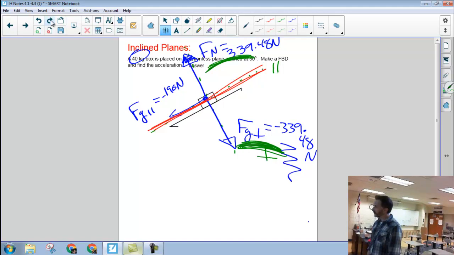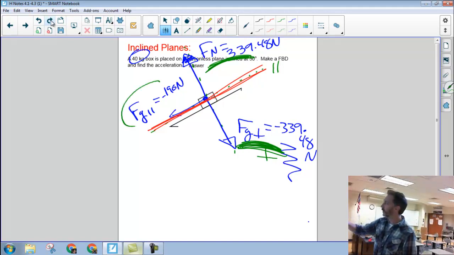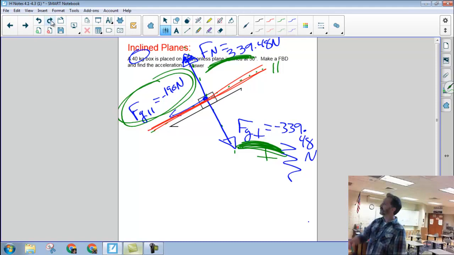All right, and then you've got this other mysterious parallel component of gravity, which is always pulling the block down the ramp, okay? Now, in a minute, we're going to deal with friction. Remember, friction resists motion, not force, okay? With these inclined plane problems, we're always going to have a force pulling down the ramp, right? This parallel component of gravity. But you won't always have motion down the ramp. Sometimes you'll be pushing it up the ramp, right?